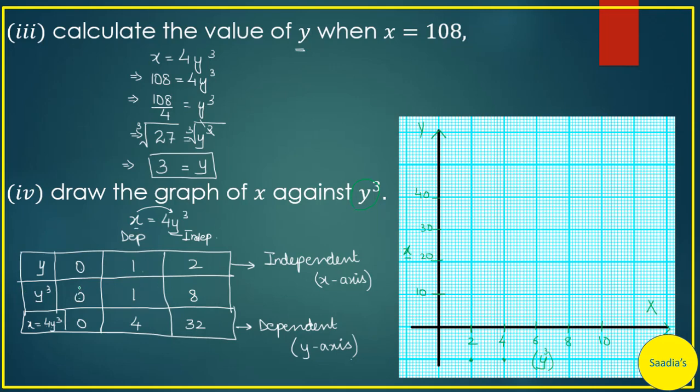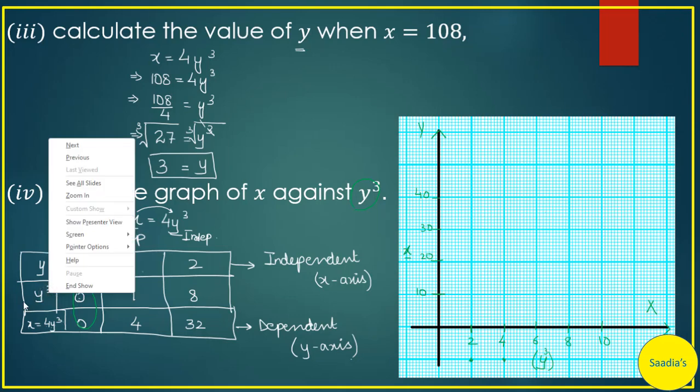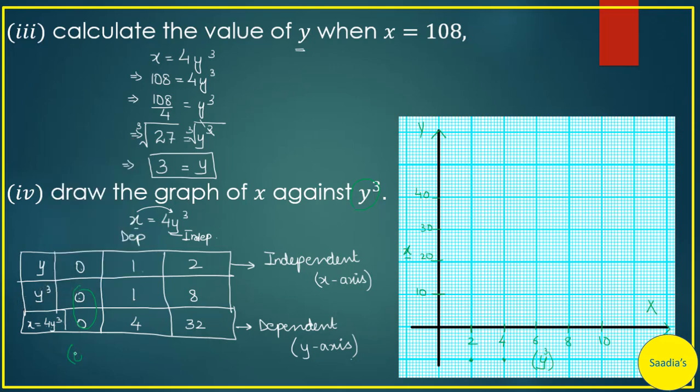अब जो ग्राफ हमने बनाना है, जो पहला पॉइंट है दैट इज 0, 0. y क्यूब हमने x पे लिया है और x जो है हमने y एक्सिस पे लिया है तो 0, 0. 0,0 किधर होगा? ओरिजिन पे, इसको हम मार्क कर लेंगे. देन वी हैव 1,4.